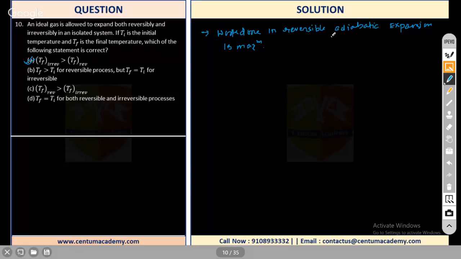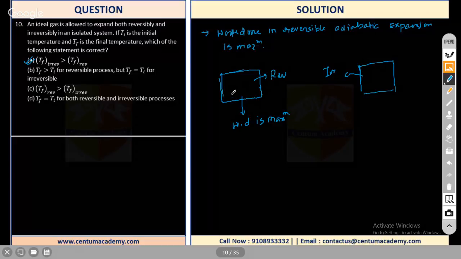If you try to understand like this, you have two systems, one going under reversible change and the other going under irreversible change. Since the work done is maximum here, it means the energy of this system has been utilized more and hence its heat content will be less, and we can say the final temperature is also lesser than the other case.